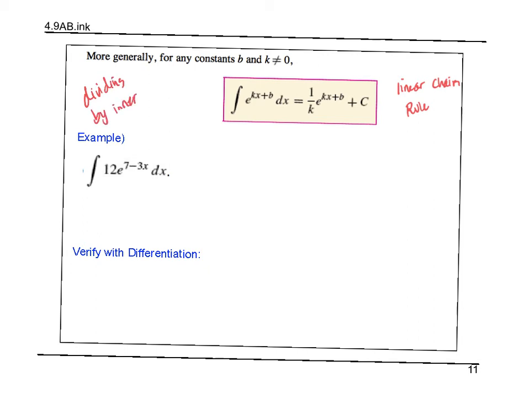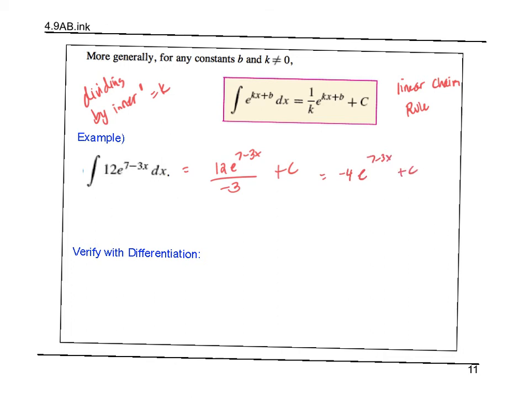And later in the chapter, that's basically what happens when we are doing the chain rule. We're dividing out that inner prime, but it's more complicated than just a k. So for now, we'll be able to integrate these types of problems. This would become 12e to the 7 minus 3x divided by that negative 3 plus c. So negative 4 e to the 7 minus 3x plus c.